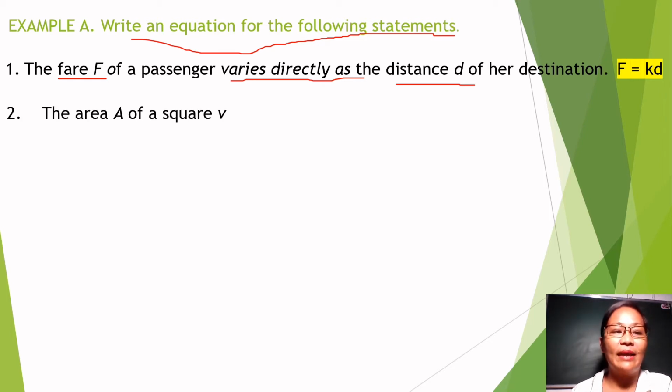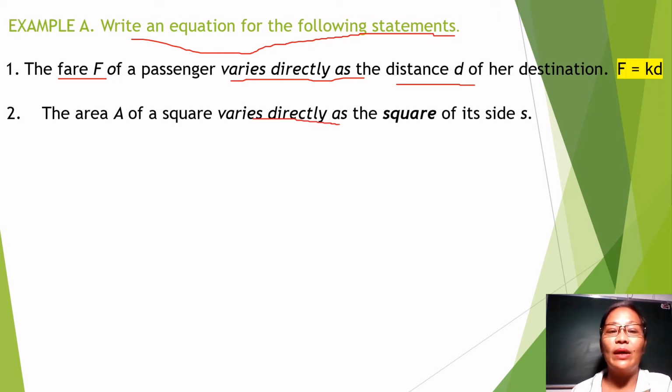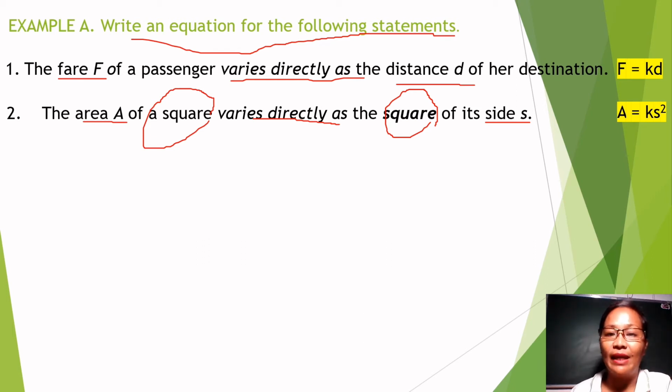Next, number 2, the area A of a square varies directly as the square of its side s. Okay, again, it uses variables already. So area is A and side is s. And don't be confused with the two-word square here. This first square is talking about a four-sided polygon with equal sides. Okay, and the square here is the exponent. So this example number 2 is an example of direct square variation. So for our equation, we have A is equal to ks squared. Why? Because it mentioned here square of its side s. Therefore, our s here has an exponent 2. Again, k is constant, always there.